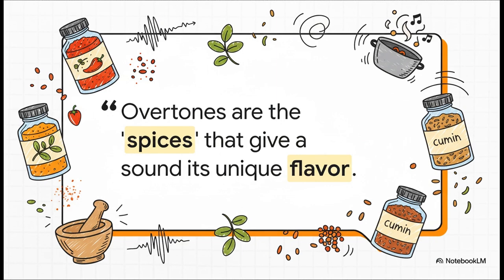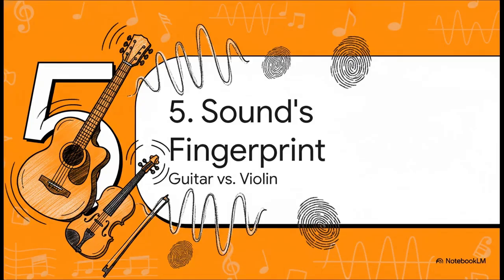So let's bring back our recipe analogy. If the fundamental is our main ingredient, what are the overtones? They're the spices. They are the paprika, the chili flakes, the oregano. They don't change what the dish is, but they give it its unique flavor, its character, its personality. And that idea, that flavor, brings us to our final section, an instrument's fingerprint.